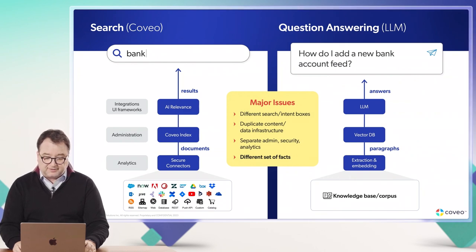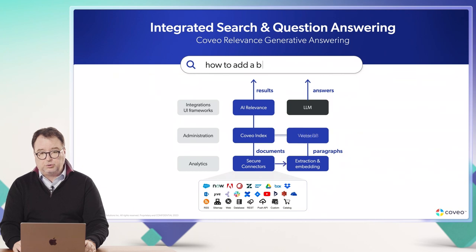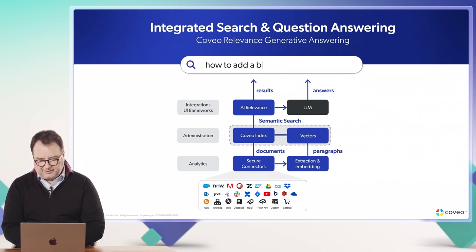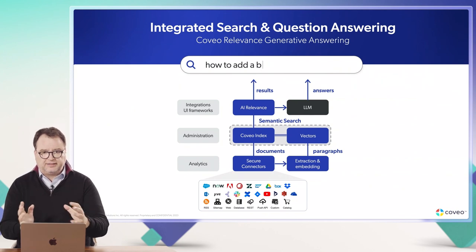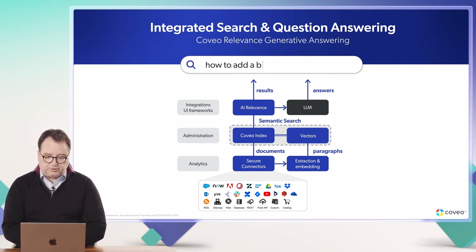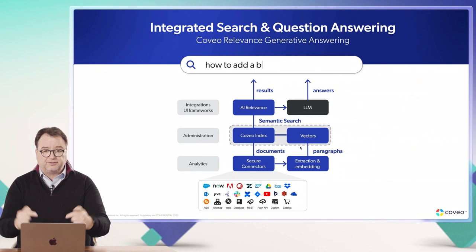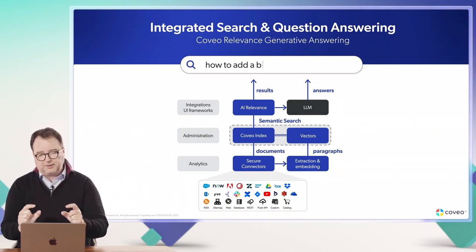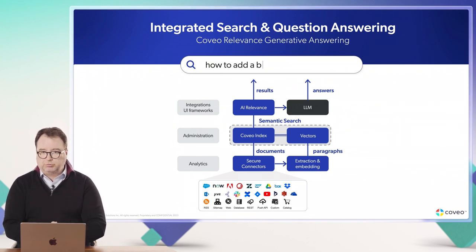So what we've done is consolidate those two systems into a single one. So now with Coveo, we've got integrated search and question answering. The left side of this slide is still the traditional advanced AI powered search, but then we've added vectors, as you can see in the middle, within the index, so we can do semantic search and basically deal with complex questions. The most relevant excerpts or passages from the result set from the semantic search will then be used to ground a prompt to a large language model.